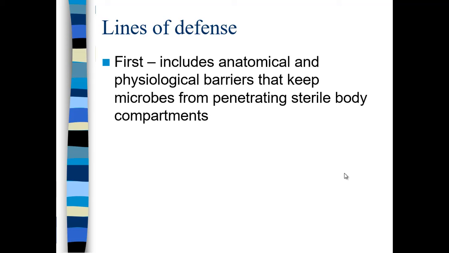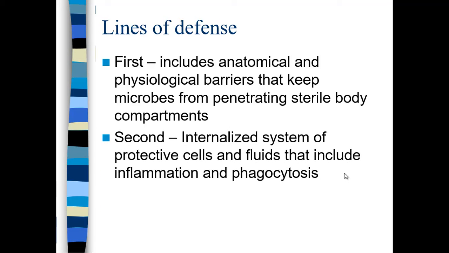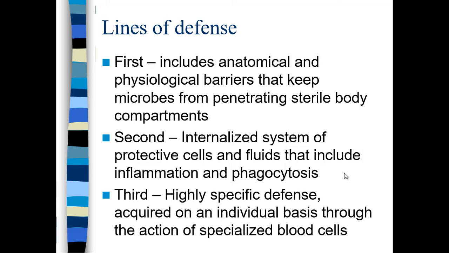Okay, so this is a good slide for definitions. This is anatomical and physical barriers in the first line of defense. They keep microbes from penetrating a sterile compartment. And in the first line of defense, you're looking at physical barriers, chemical barriers, and genetic components. In the second line of defense, you're looking at an internalized system of protective cells and fluids. These are immune cells that mediate inflammation and phagocytosis. And then the third line of defense is acquired. It is not innate, and it's individualized. So my third line of defense may protect me from different pathogens than your third line of defense.